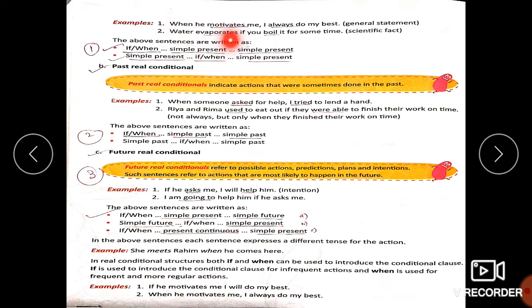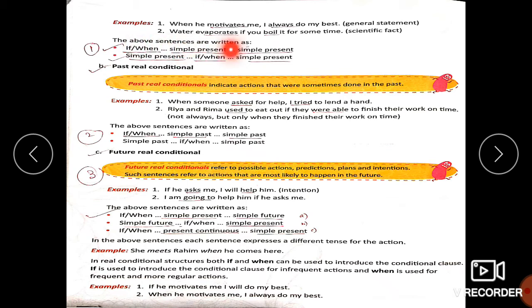Number 2, water evaporates if you boil it for some time. So water evaporates if you boil it for some time is a scientific fact, right children? Therefore, these kinds of results expressed by these facts or statements do not change. Hence, they are real conditionals.